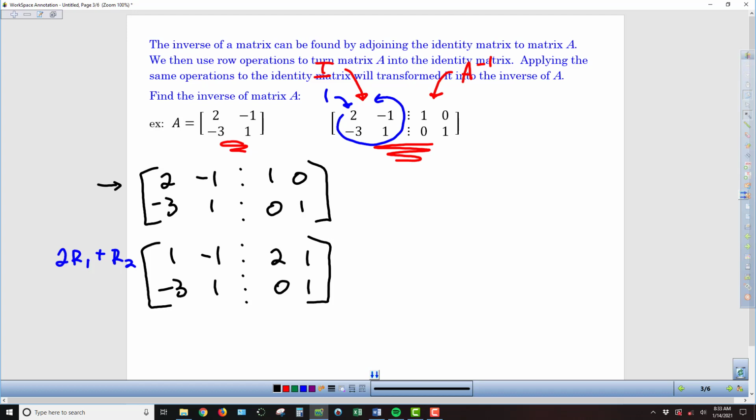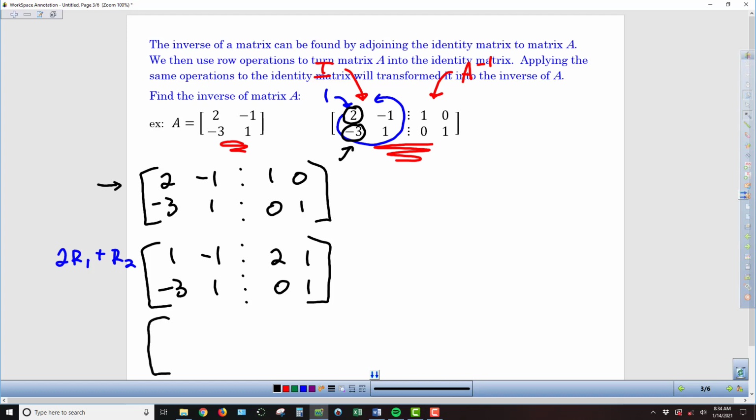And so step 1, my goal was to turn this into a 1, because eventually we want to end up with just 1s on the main diagonal and 0s everywhere else. Step 1 is taken care of. So my next is going to be to work on this -3 right here. I need to turn that into a 0. So how am I going to do that?